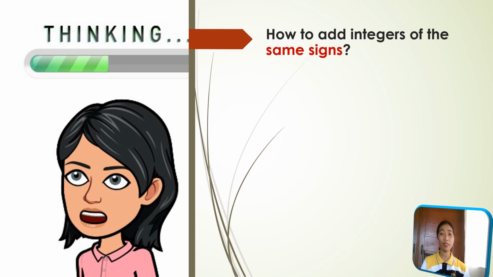In addition of integers, there are two scenarios. The first one is how to add integers of the same signs, meaning integers that are both negative or integers that are both positive. Okay, so example number 1, we have here negative 3 plus negative 5 is equal to what? So what is the same sign of the two addends? Okay, they are both negative.